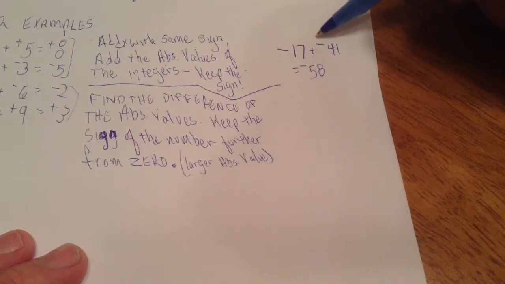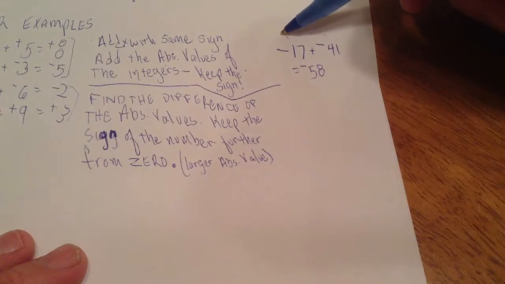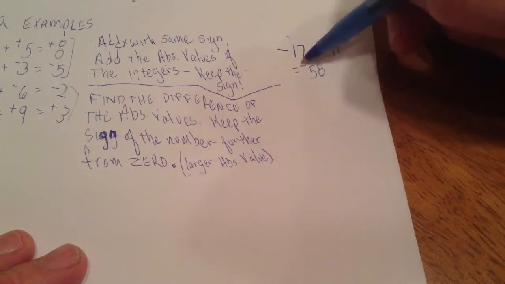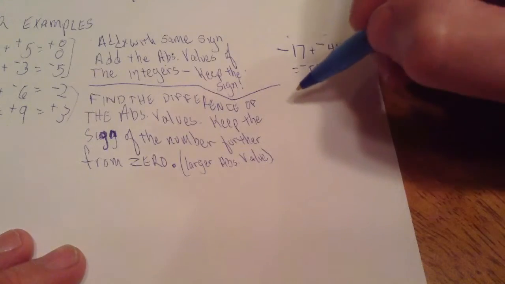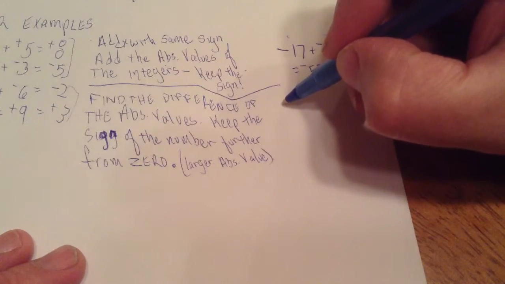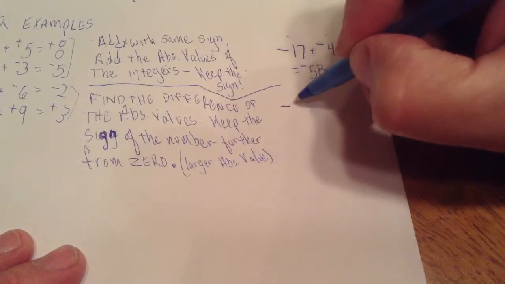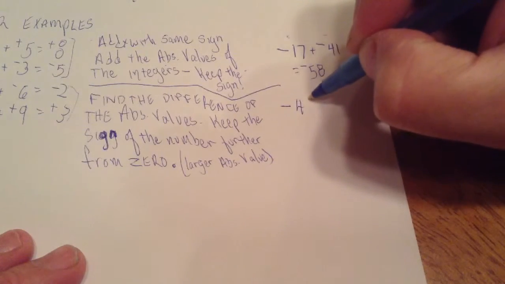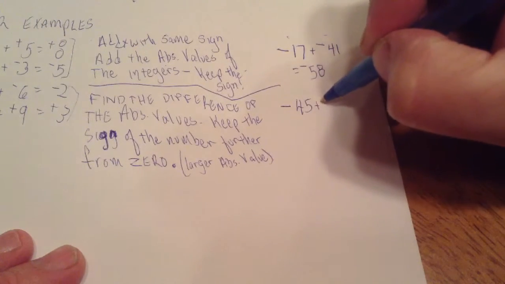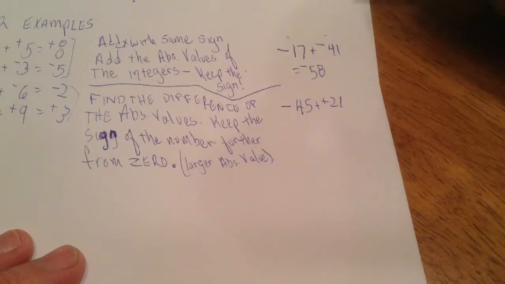If I imagine on the number line, I go negative 17 units, and to that I add a negative 41, so I keep going in the negative direction. So I'm going to end up at a negative 58. Another example, let's try a negative 45 plus a positive 21.